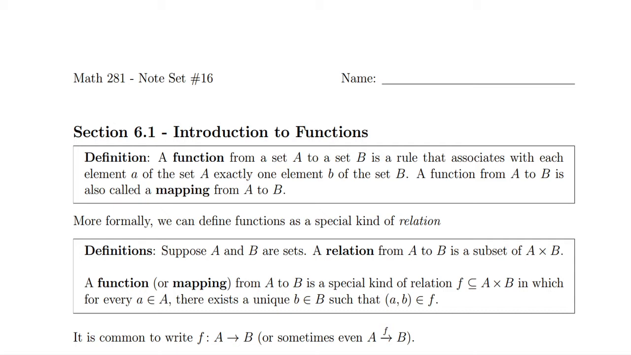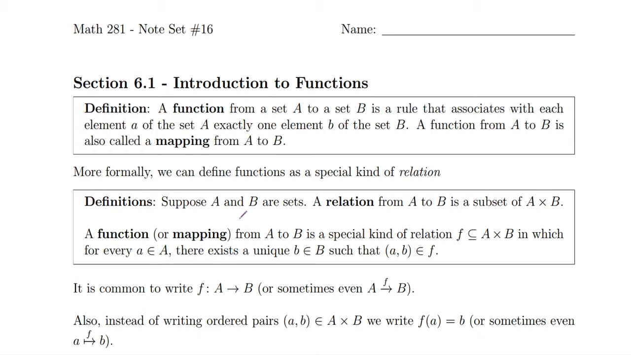Well, a function from a set A to a set B is a rule that associates with every element little a of the set A exactly one element little b of the set B. So that's one way to say it. And a function from A to B is also called a mapping from A to B. Now, more formally, we can actually define functions as a special kind of relation. And later on in this course, we'll come back to relations in the next chapter.